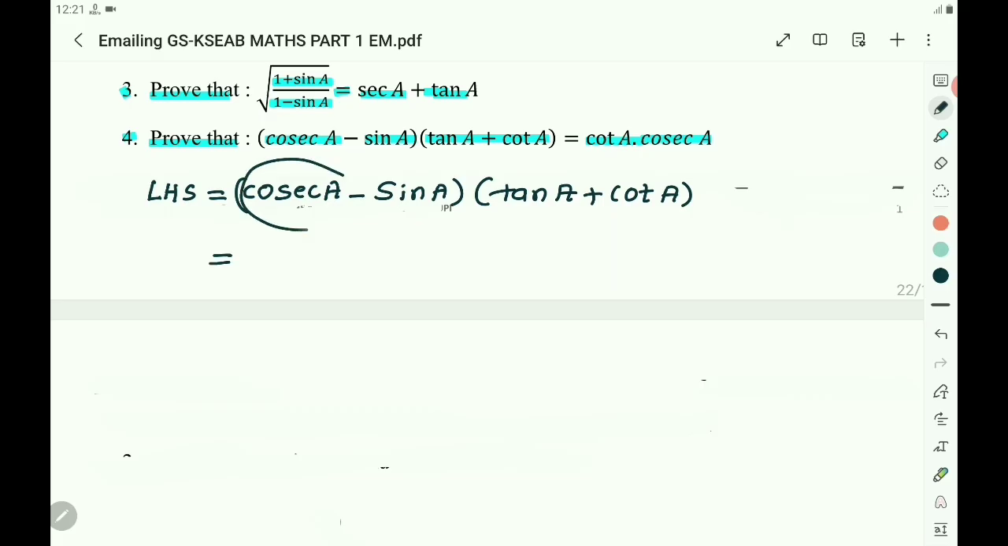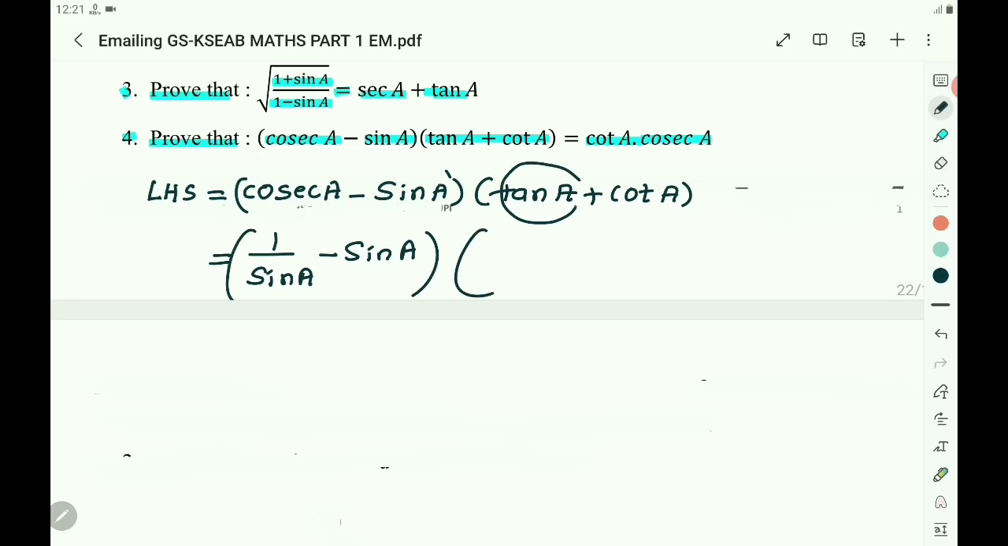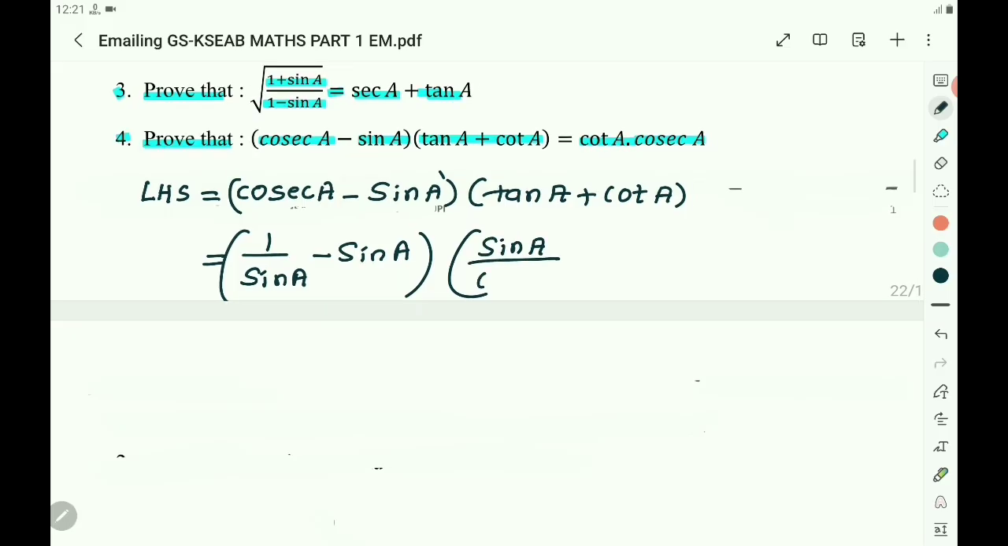equals, write cosec A. Cosec A is the reciprocal of sin. So in the place of cosec A, you write 1 by sin A minus sin A. Write this minus sin A as it is. Express this tan A in terms of sin by cos. Tan A is sin A by cos A. And cot is cos by sin. Cos A by sin A.